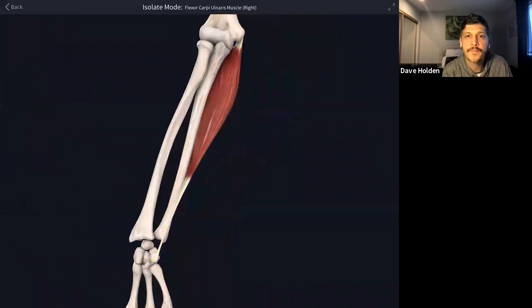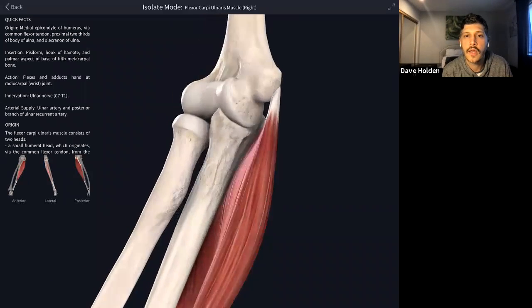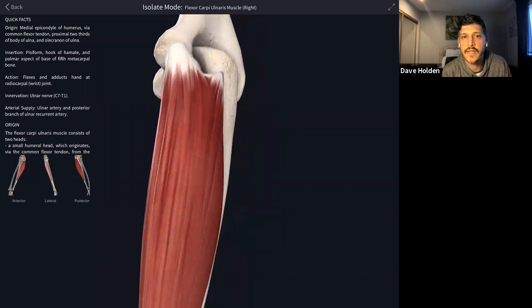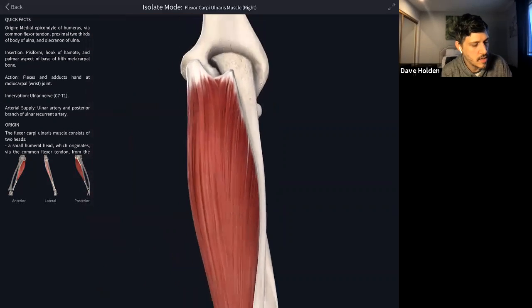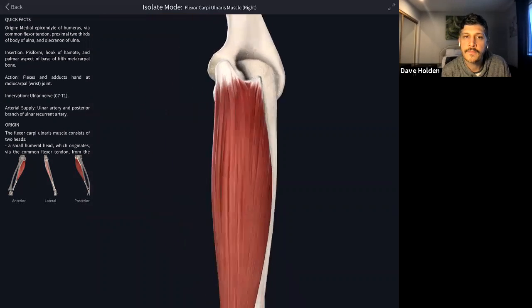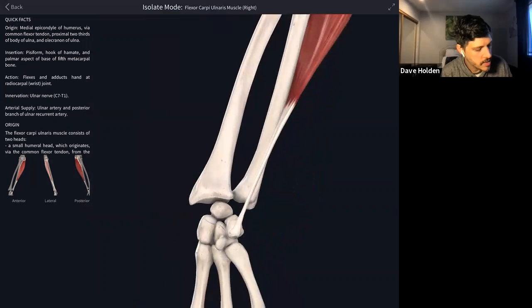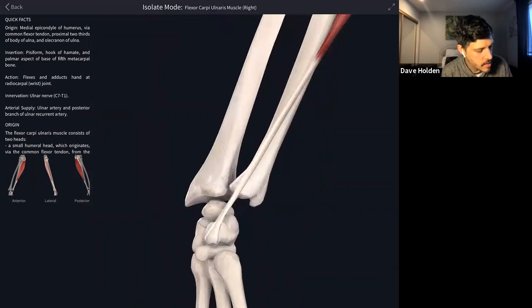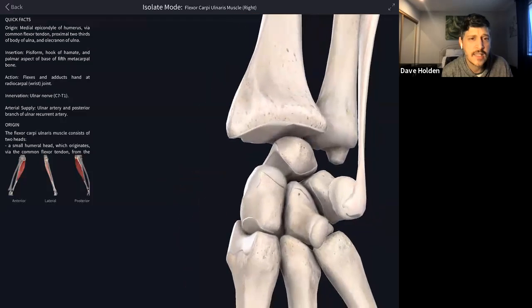Flexor carpi ulnaris. So same origin, and this one does start on the olecranon process just a little bit, kind of the proximal two-thirds of the shaft of the ulna. So it does get a little bit more of a broader origin. Crosses the wrist and inserts there on the pisiform. And it doesn't illustrate the insertion on the hook of the hamate.